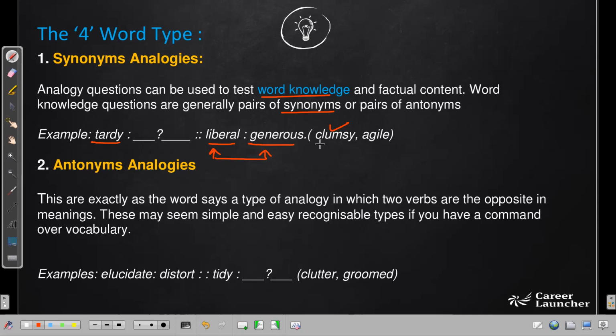I think it's definitely going to be clumsy, because tardy is something that is sluggish or not punctual, so clumsy is the better synonym of it. So that is the synonym pair.